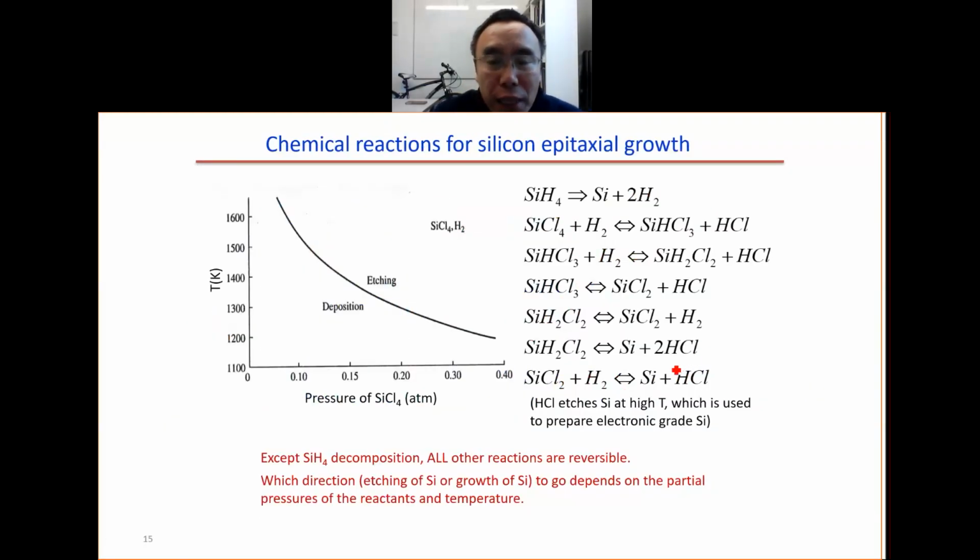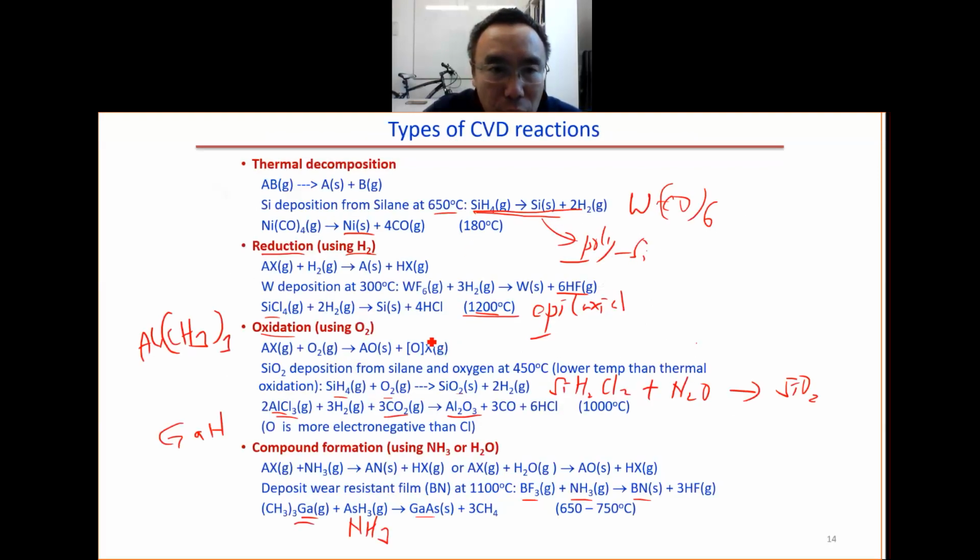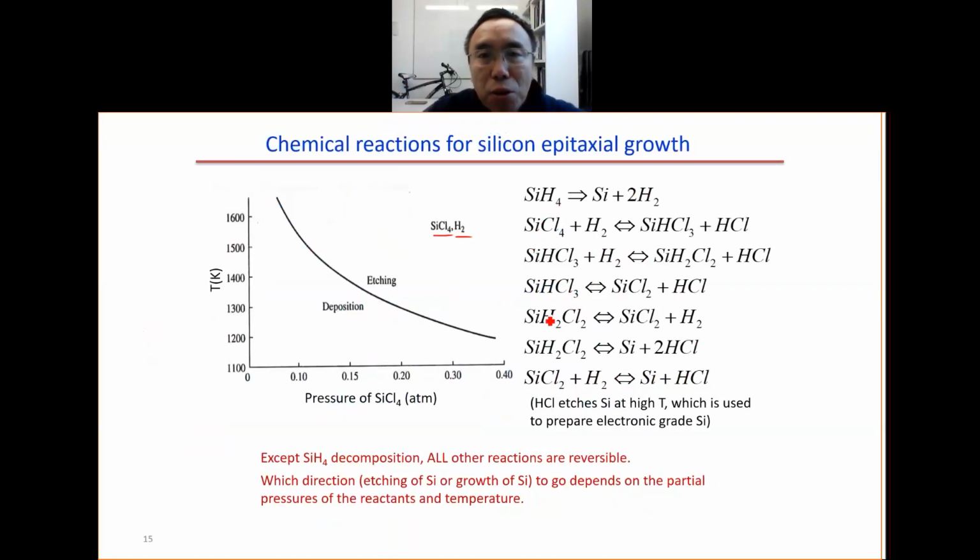So here, to give you some idea of the chemical reaction: as you can see, the actual chemical reaction can be very, very complicated. Here we have two gases, silicon tetrachloride and hydrogen, which corresponds to this reaction here. It looks simple, but in reality you can see there are many chemical reactions. This one goes one way, but all the other reactions are reversible. In addition, at higher temperature we do not have film deposition.